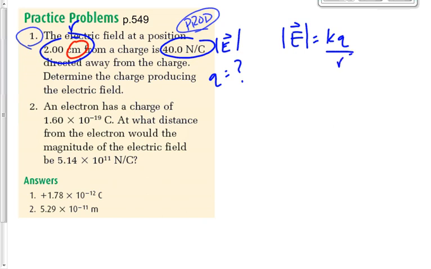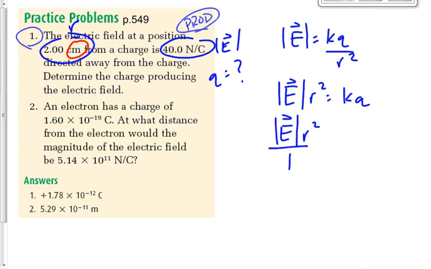KQ over R squared. Solving for Q, let's take the R squared up by multiplying. Let's take the K down by dividing. And Q ends up being equal to E, which is 40 newtons per coulomb, times R squared, 0.020 squared.